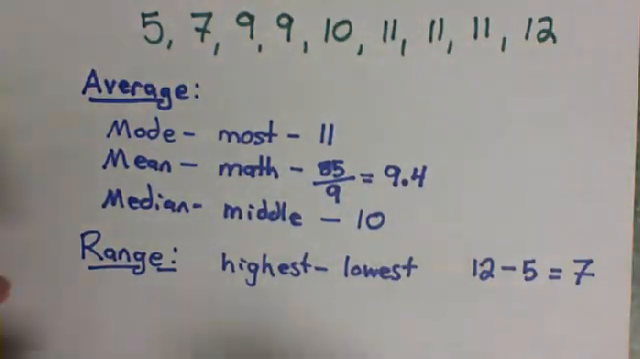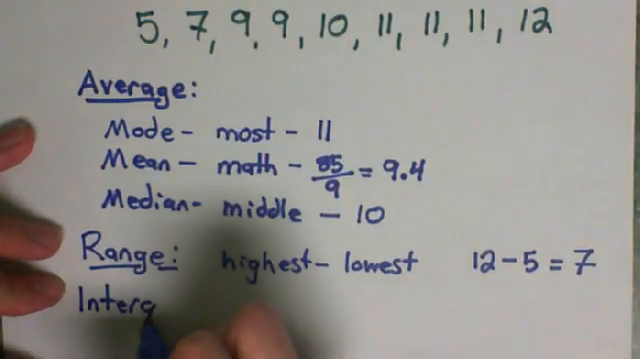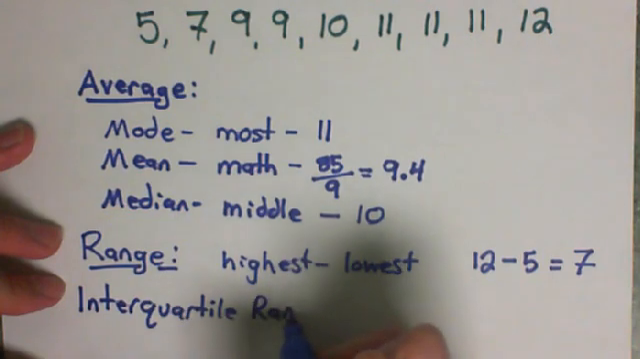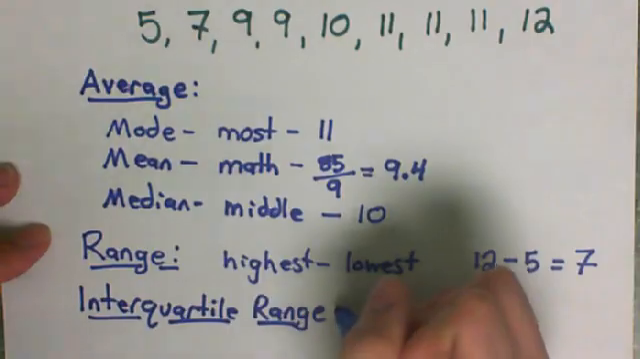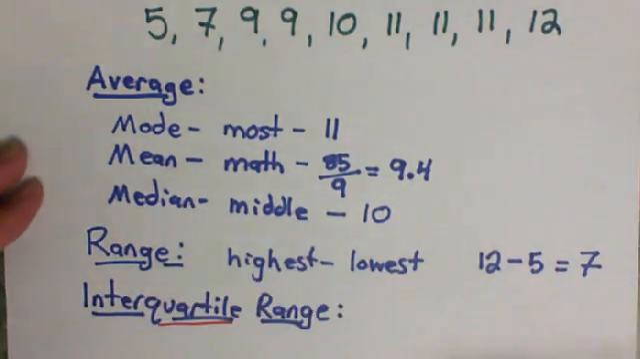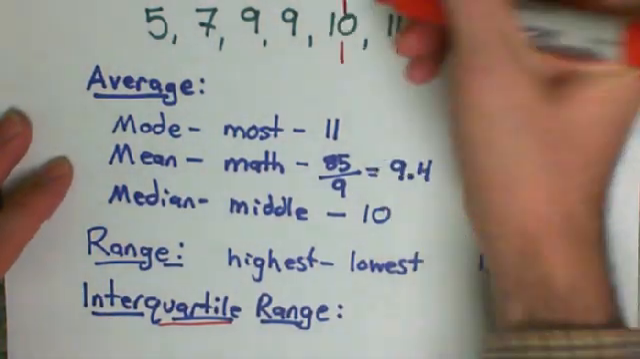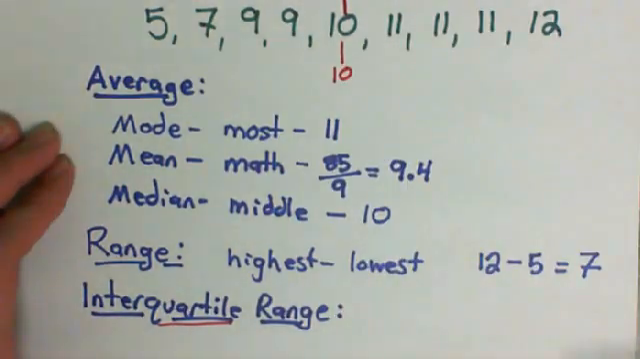Okay, the new thing I'd like to introduce to you is called the interquartile range. And give me a second to write that down. Okay, it is also a range from highest to lowest, but the key here is that we need the quartile. Quartile is groups of 4. So we already said that the 10 was the middle. So let's use that to cut it in half. So 10 is right in the middle.